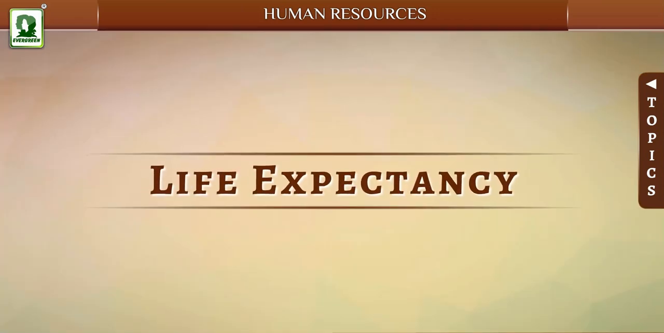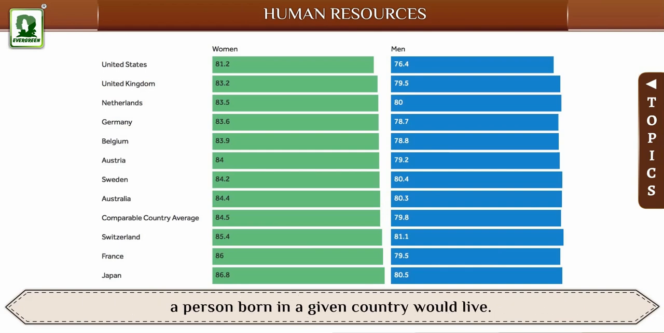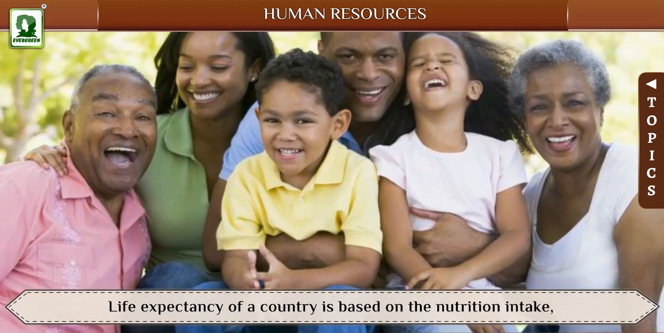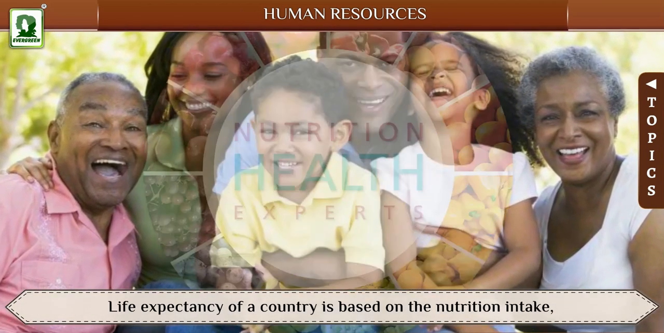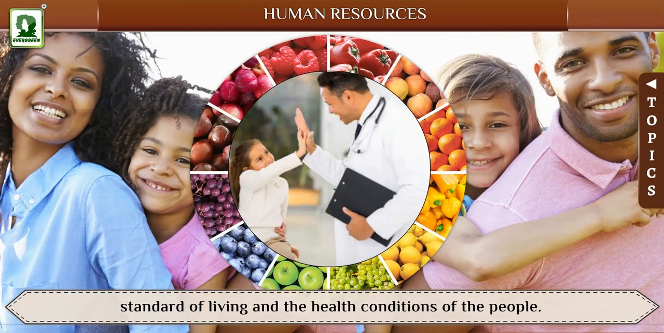Life expectancy. Life expectancy is a statistical measure of the average number of years a person born in a given country would live. Life expectancy of a country is based on the nutrition intake, standard of living, and the health conditions of the people.